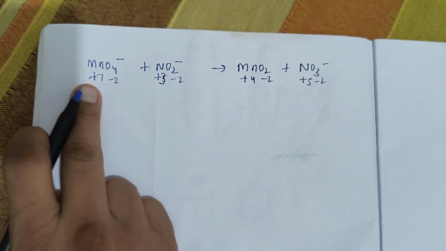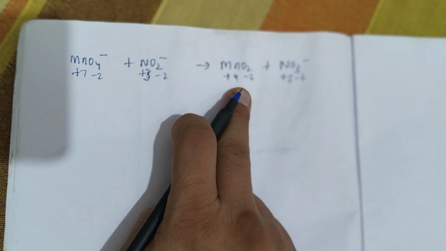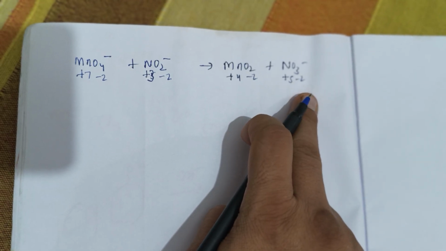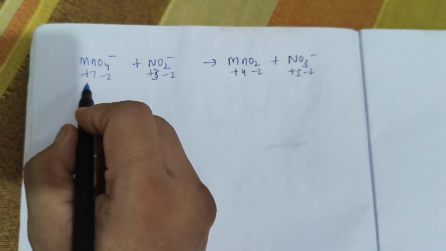Okay, first of all, write the oxidation state of each atom. Like Mn has plus 7, N has plus 3. Oxygen always has minus 2. Mn has plus 4 and oxygen has minus 2 again, and N has plus 5 over here, and O has minus 2. Okay. Now see, what is the change in oxidation state?